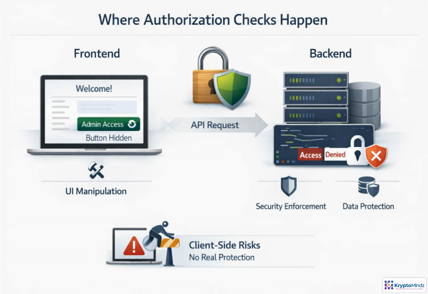Authorization must be enforced where the user cannot tamper with it. The browser can hide an admin button, and that is useful for clarity, but a user can still manipulate requests or call an API directly. Every API endpoint should authenticate the request, run middleware, check permissions, and only then read or change data. The backend is the enforcement point. The front end is only a convenience layer.